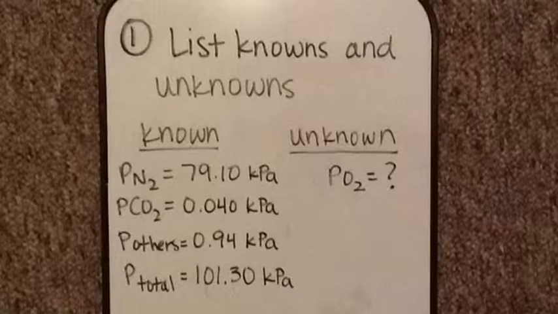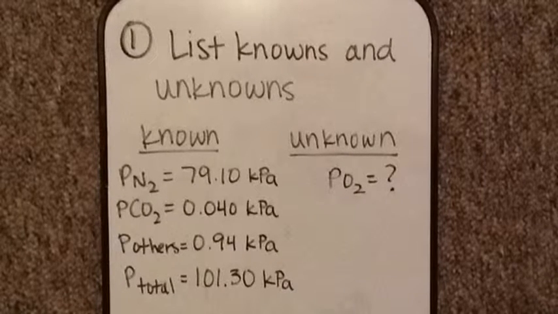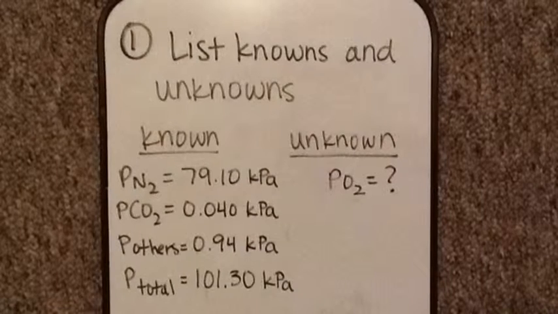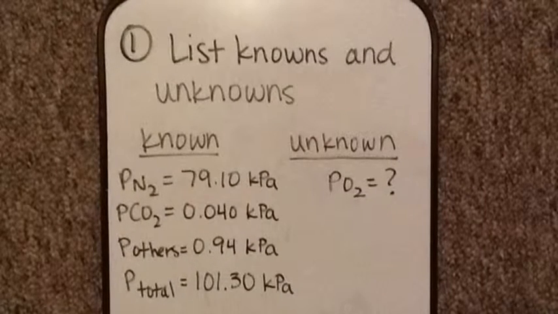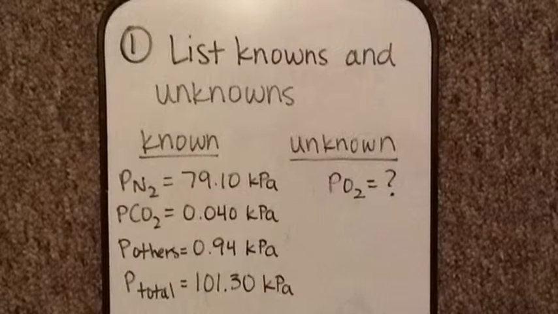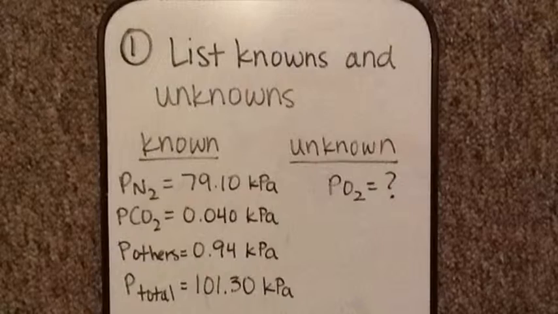The first step would be to list the knowns and unknowns of this problem. We know the pressure of nitrogen, carbon dioxide, and the others, and we know the total pressure, which is 101.30 kilopascals. The unknown for this problem is the pressure of oxygen, which is what we're trying to find.